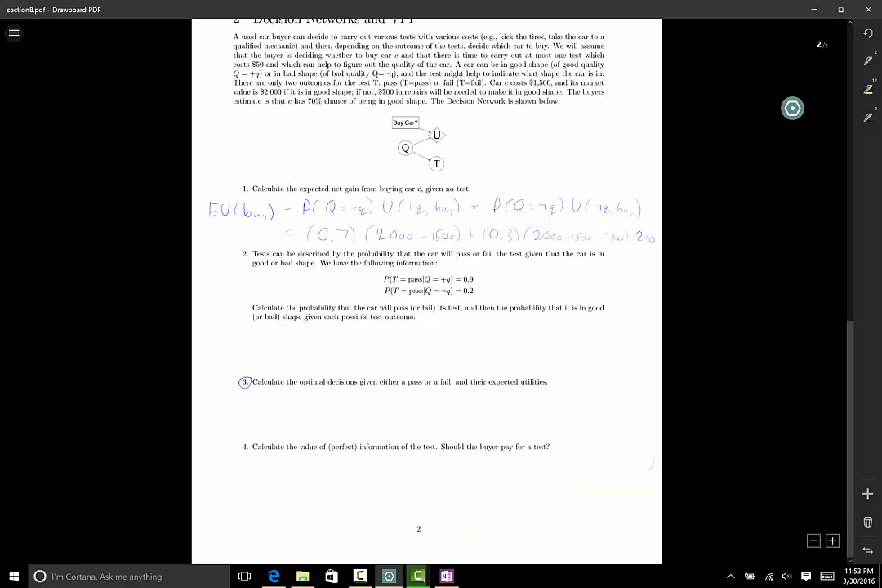Okay, so now let's move on to number 3. Calculate the optimal decisions given either a pass or a fail and their expected utilities. So first we can calculate the expected utility of buying given that I passed the test. So this is going to be the probability that the car is in good condition given that I passed times the utility u of it being in good condition and buying plus the probability that it's in bad condition given t equals pass times the utility of it being in bad condition, not q, and buying.